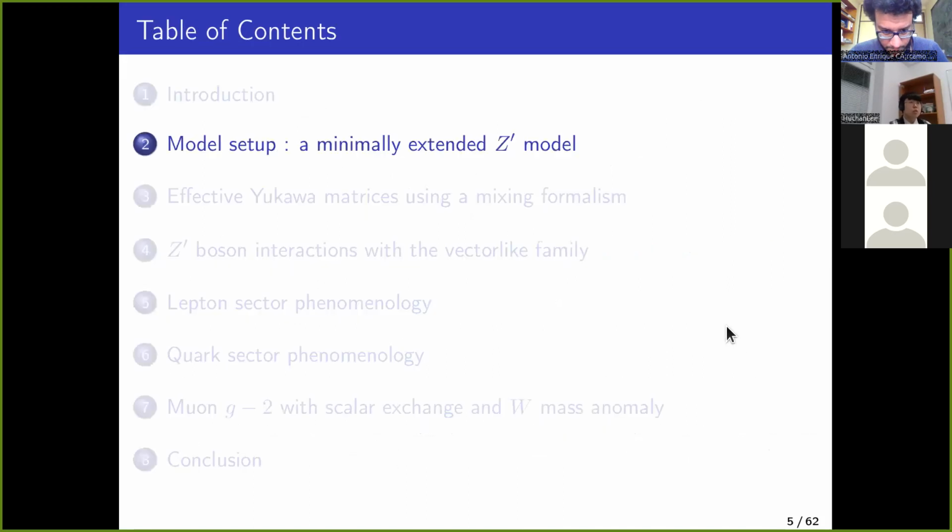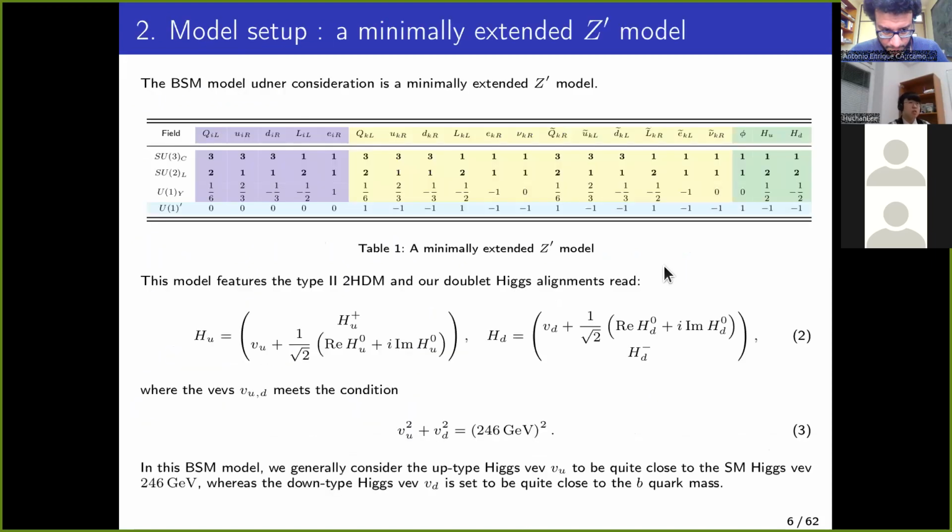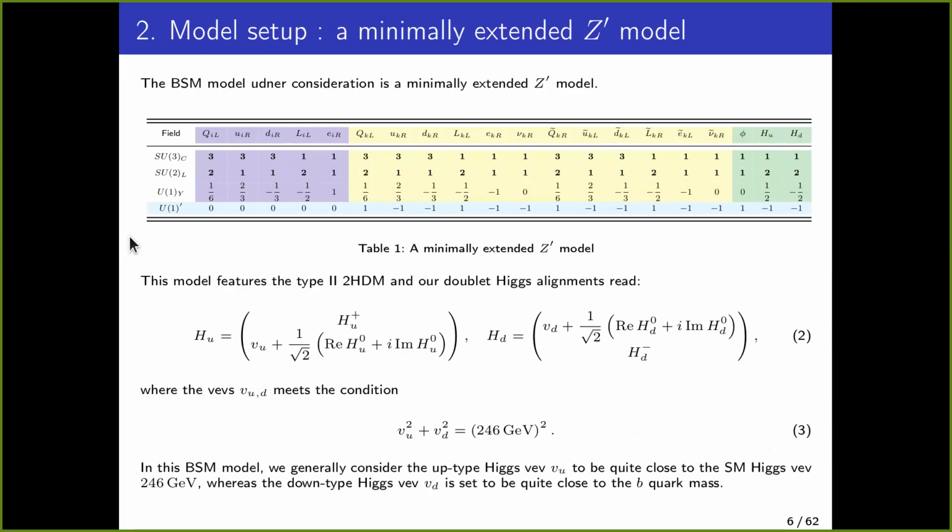So we move to the next chapter. I will talk about our model framework. Our model is extended by, first of all, one complete vector-like family, and then one standard model like doublet Higgs, H_D, which is the down-type Higgs, and one singlet flavon. And then the gauge symmetry is extended by the local U(1). After this symmetry is broken, it gives rise to a massive neutral Z-prime gauge boson.